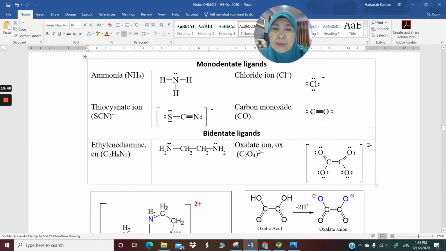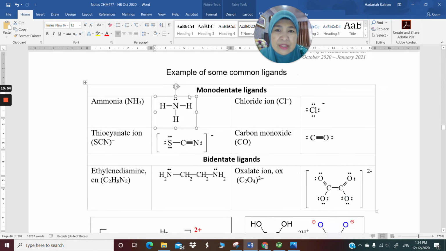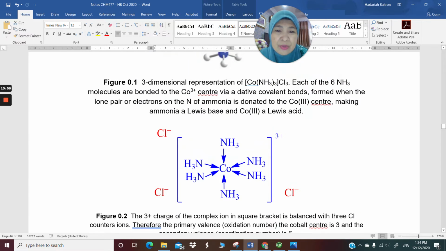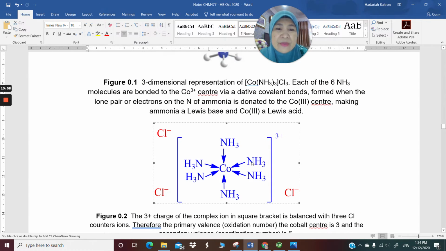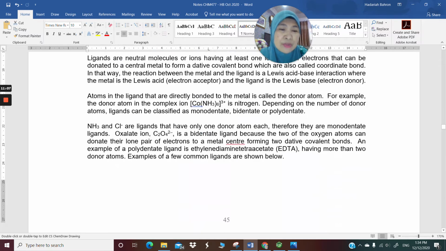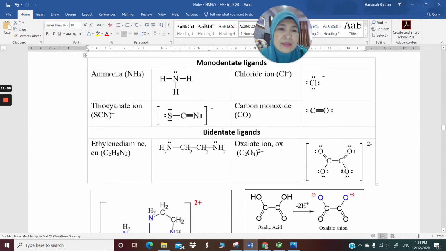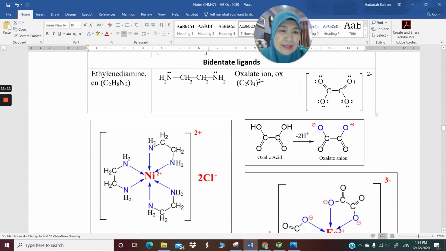So you see here ammonia has a lone pair of electrons on nitrogen. That lone pair of electrons is donated to your cobalt center, and you have nitrogen bonded to cobalt in this way, monodentate way, one tooth. Yeah, one tooth.